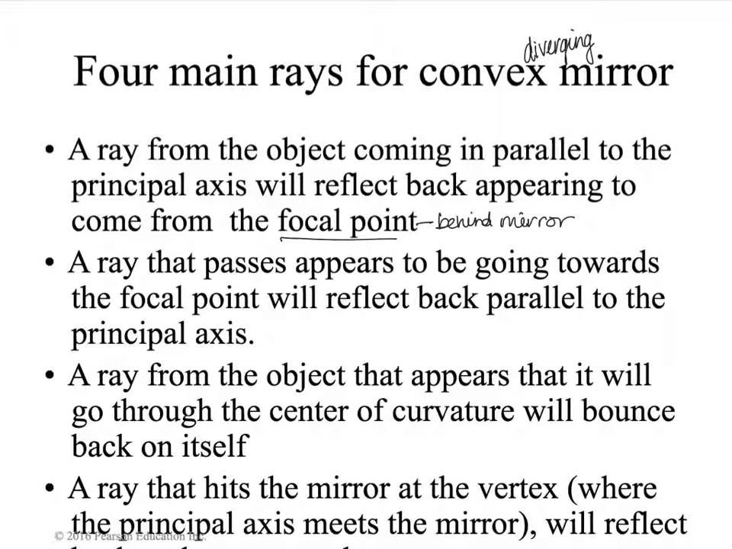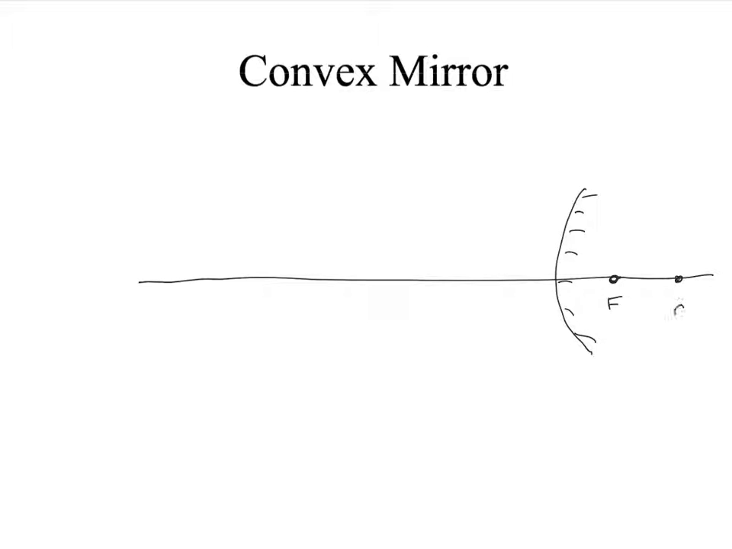Finally, a ray from the object that goes through the center of curvature bounces back on itself, and a ray that hits the mirror at the vertex will reflect at the same angle. So let's try to do this drawing. Again, principal axis, I have my convex mirror. Here is going to be my focal point, and also, let's extend this, my center of curvature. And I'm going to put my object right here.